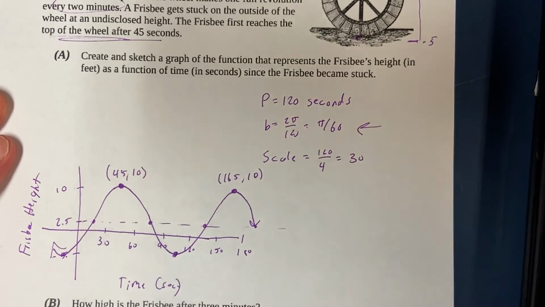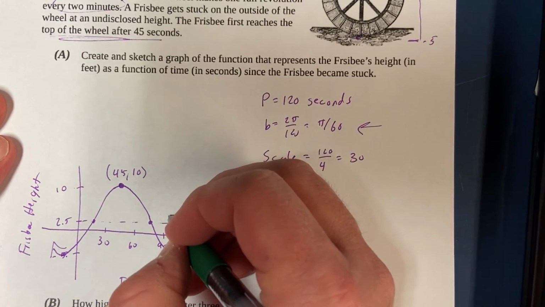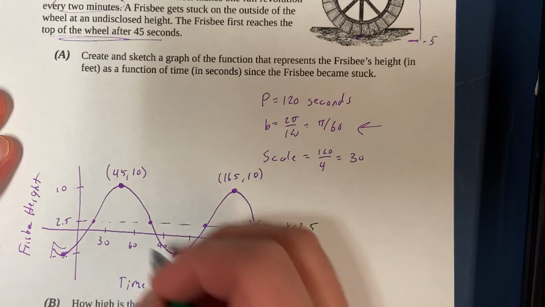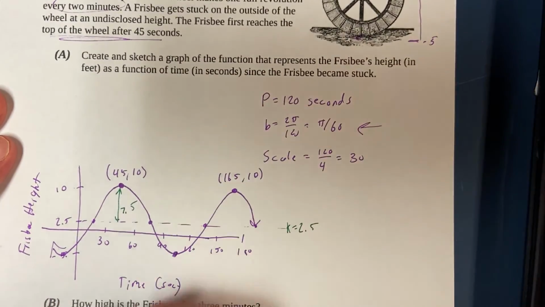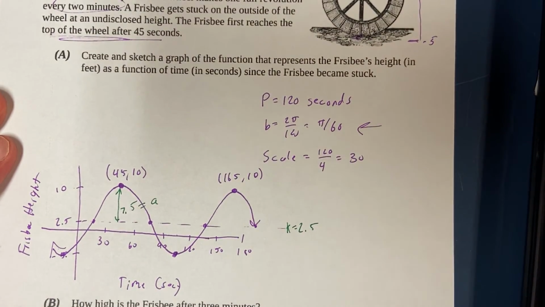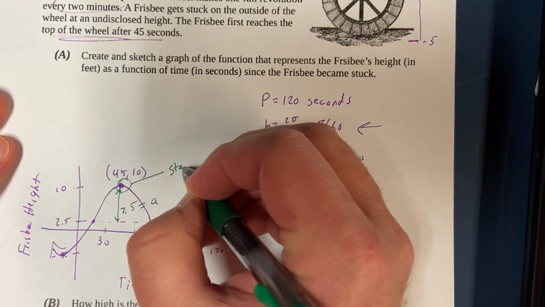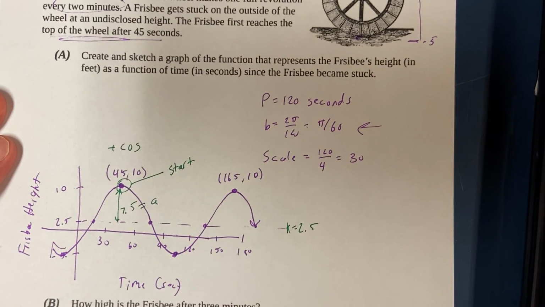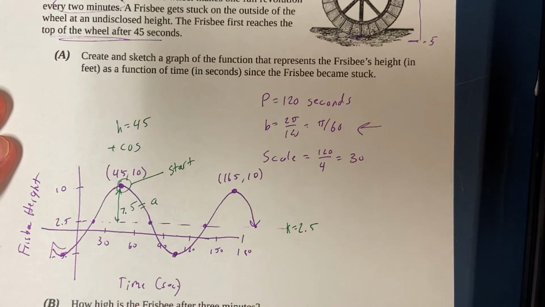So now let's get to the actual equation. So far I've only discussed the b value. So other things, the k value is going to be 2.5 because that's the midline. My amplitude is going to be the distance here, 7.5. It turns out it's always just the radius for the a value, the amplitude. The horizontal shifts. Let's choose this as the start point because that was the one given. If that's the start point, it's going to be a positive cosine because it starts at a maximum. And we also know that the horizontal shift is going to be 45.